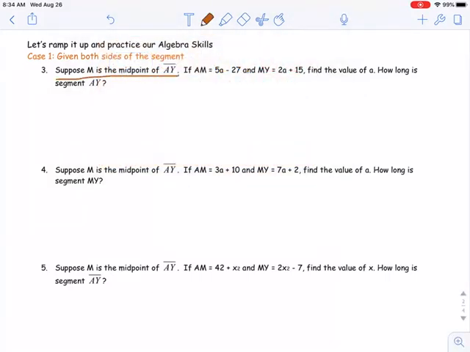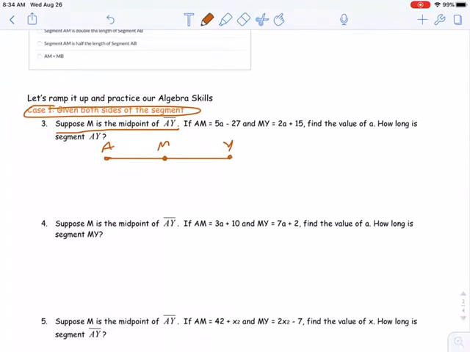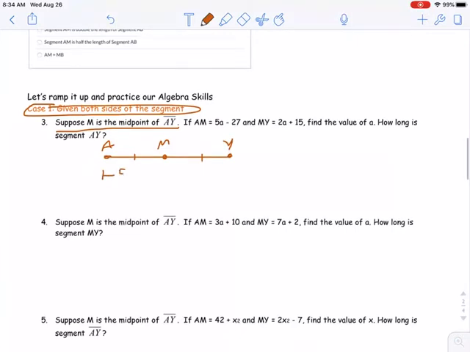So suppose M is the midpoint of AY. So this is case one, when we're given both sides of the segment. This is why it helps drawing pictures. It's gonna help us use a little bit of logic, and so on and so forth. So A, Y, and then we have M in the middle. All right, AM, so this left-hand side is 5A minus 27. MY is 2A plus 15.